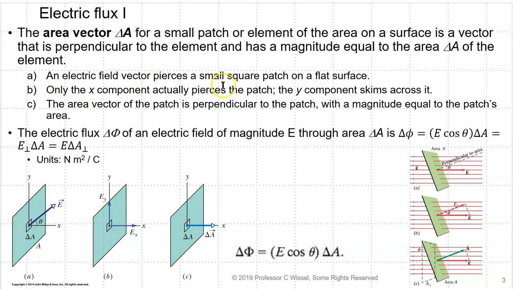An electric field vector pierces a small square patch on a flat surface, that's this E here. Only the x component actually pierces the patch. The y component skims across it. So the y component does not contribute, only the x component contributes. The area vector of the patch is perpendicular to the patch with a magnitude equal to the patch's area. So the electric flux, delta phi, of an electric field of magnitude E through area delta A is delta phi equals E cosine theta delta A. Or we can rewrite that as E perpendicular delta A, or E delta A perpendicular. The units are newton meters squared per coulomb.